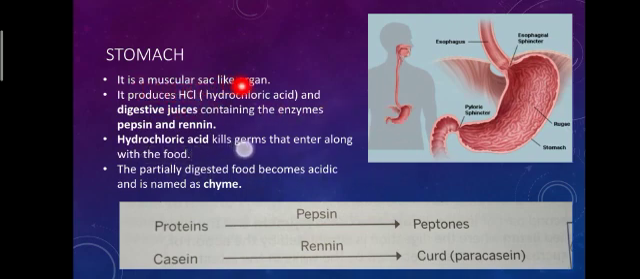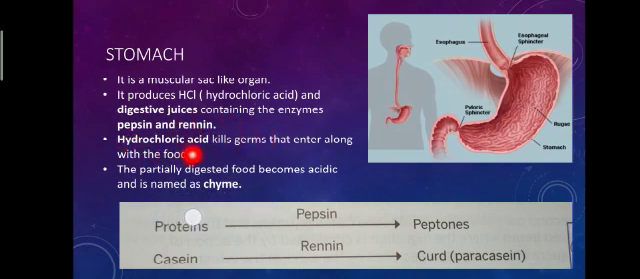The stomach is a muscular sac-like organ. The wall of the stomach produces HCl, that is hydrochloric acid, and digestive juices that contain the enzymes pepsin and renin. Children, as we studied, enzymes are substances which enhance chemical reactions. So two substances are released in the stomach: HCl, and digestive juices containing the enzymes pepsin and renin.